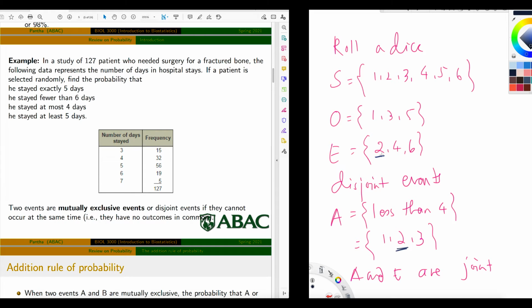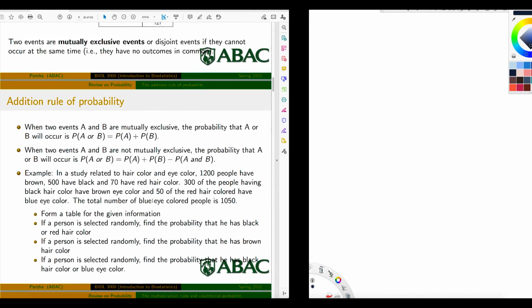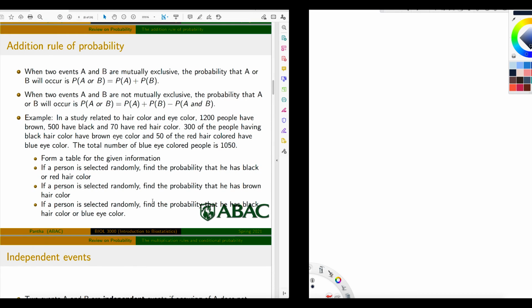So why do we need joint and disjoint events? It is to do the sum rule, the addition rule of probability, and we will do the multiplication rule later. But for the addition rule, we have 2 formulas. One is if they have something in common, and the other is if they do not have something in common. All right, let us see that.